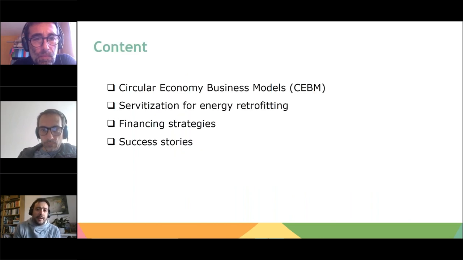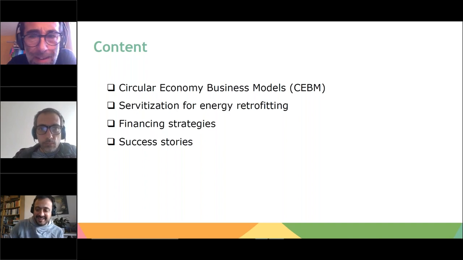So I'm going to make a short introduction on what we understand by circular economy based business models and performance economy, and then I'm going to deepen my explanation on servitization for energy retrofitting and pay-per-service and pay-per-performance business models. I'm going to end with the different financing strategies at EU level for this kind of interventions, and one success story that also proves that it can be done. It's possible to do that.